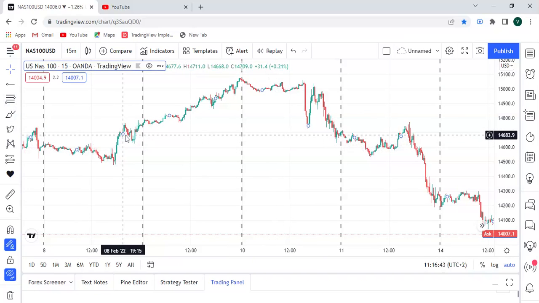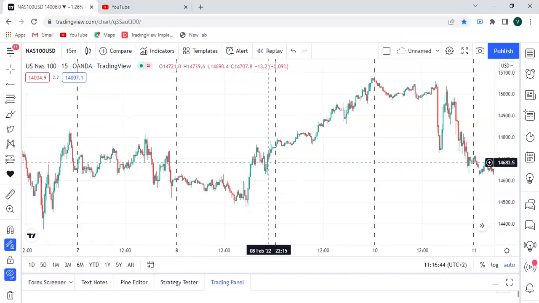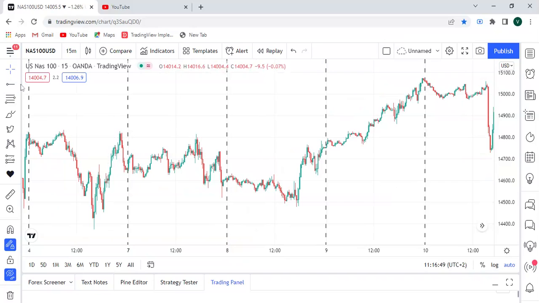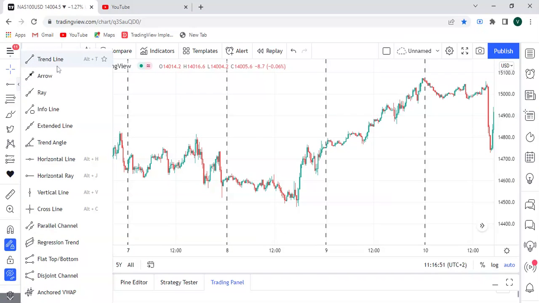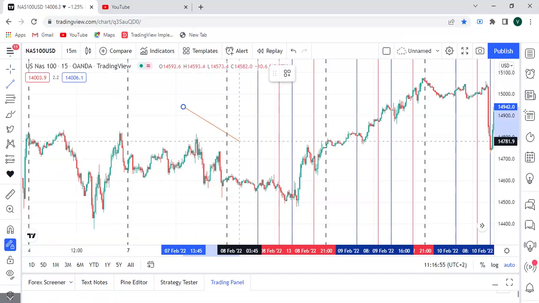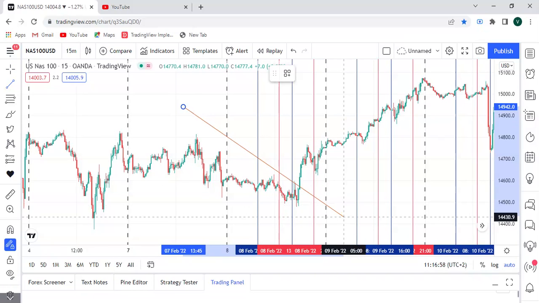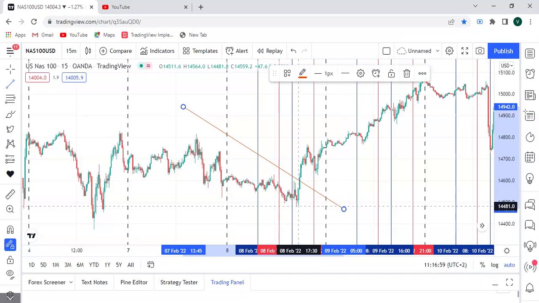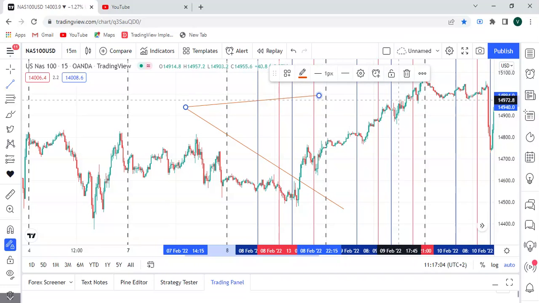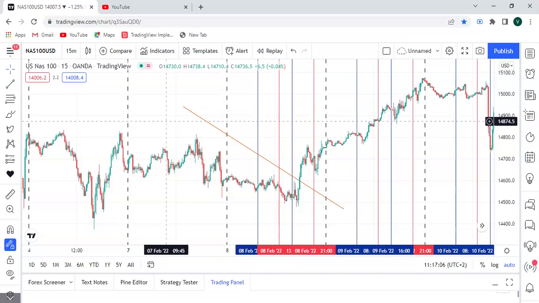As we all know, sometimes when you execute your trade, maybe if you're a breakout trader, you get your trend line. I'm just going to give you a mere example. This is a trend line. You place it here, then you get the perfect break.